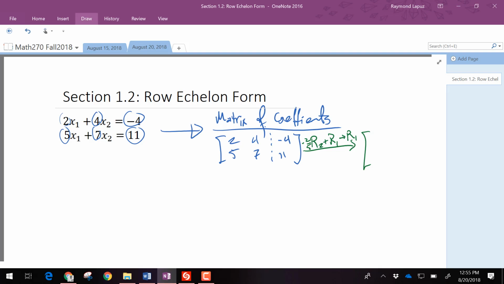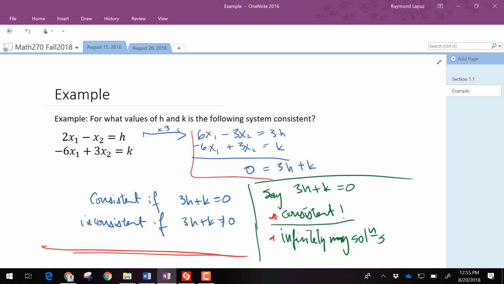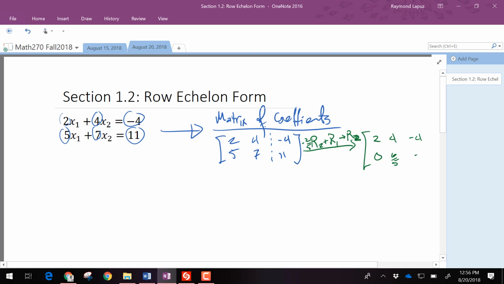I'm sorry, this is replacing row 2, R2. So the new matrix that I'm going to get will have the same first row, but then the second row is changed. The second row is going to change by getting a 0 for the first entry, because that's the whole point, right? We got it to be zero, and whatever else happens, I'm going to cheat and look back at our previous page of notes. 6/5 x2 and negative 42 over 5. So 6/5, negative 42 over 5.